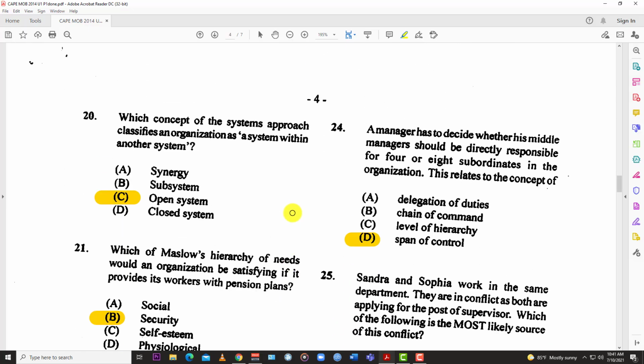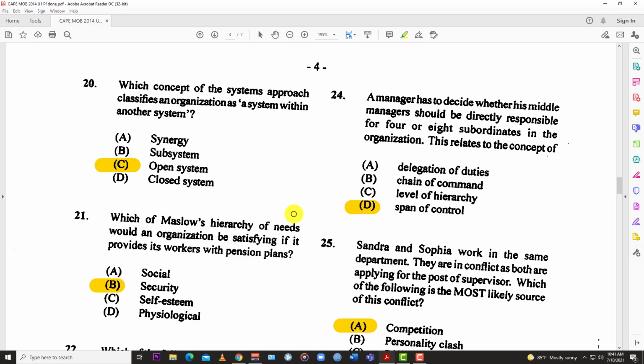Number 20. Which concept of the systems approach classifies an organization as a system within another system? And so the best answer here, again, that was on 2013, is C, open system. What they're saying here with open system means that you as a business, you're a system, but there are other systems out there. For example, you have your suppliers. That's a system unto itself. You have customers. All those are a system unto themselves. So the open system is saying that yes, we are a system, but there are others.